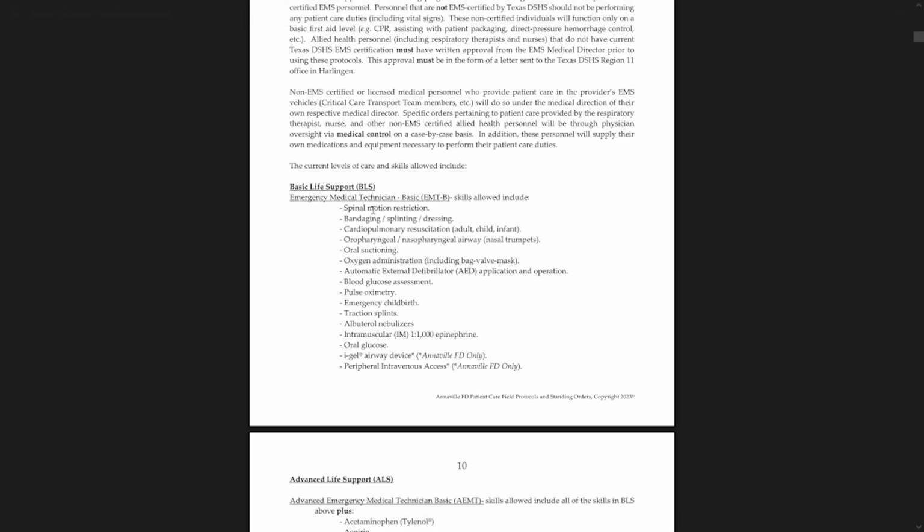This is really important for medications and for your levels of care. For a basic life support individual, or BLS and EMT-B, the skills that you're allowed to do are the following, and this is just for Annaville Fire Department, by the way. Your protocols may be different. Please look at your own protocols.